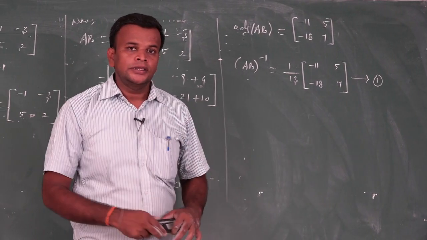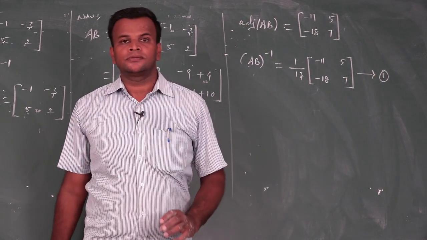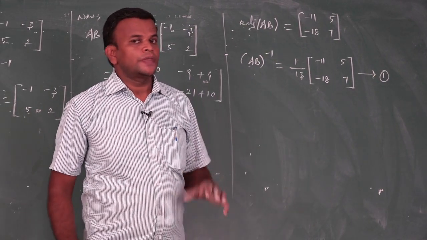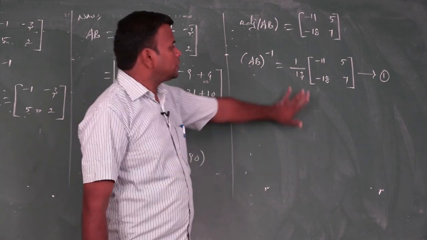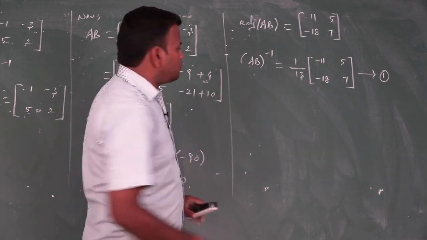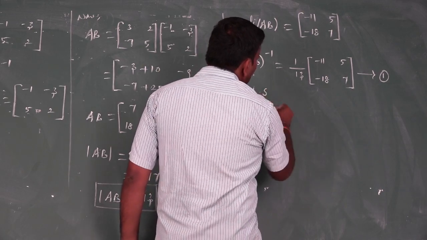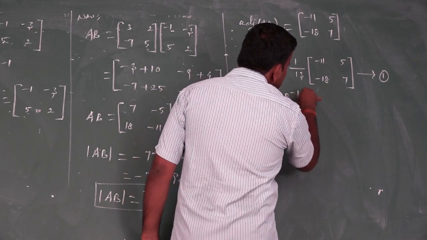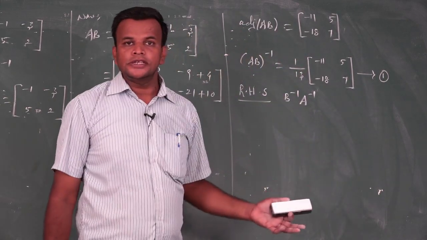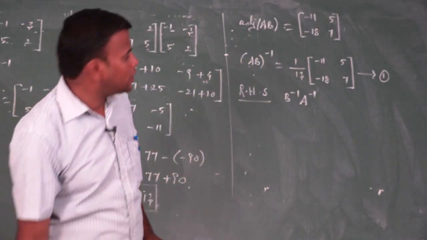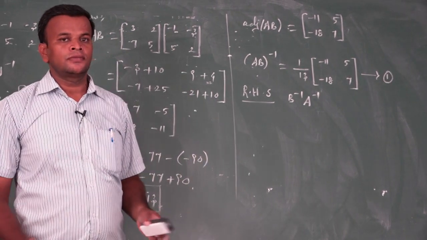Now we check that the same value will also come in the RHS. What is the RHS? The RHS is B inverse into A inverse. That is, the RHS is the product of 2 inverses. One is B inverse and another one is A inverse.